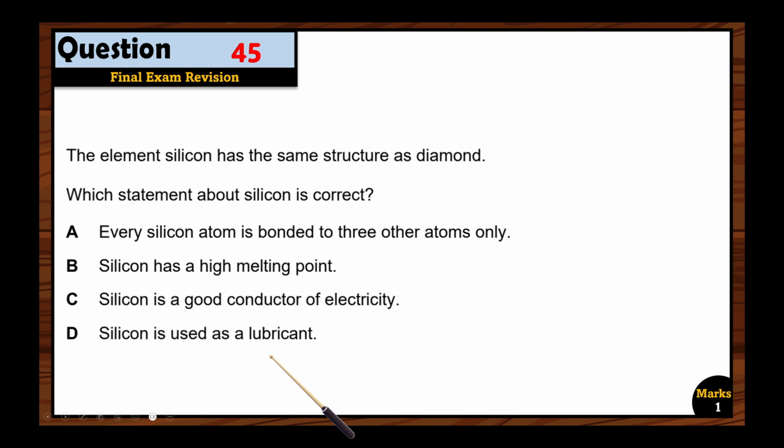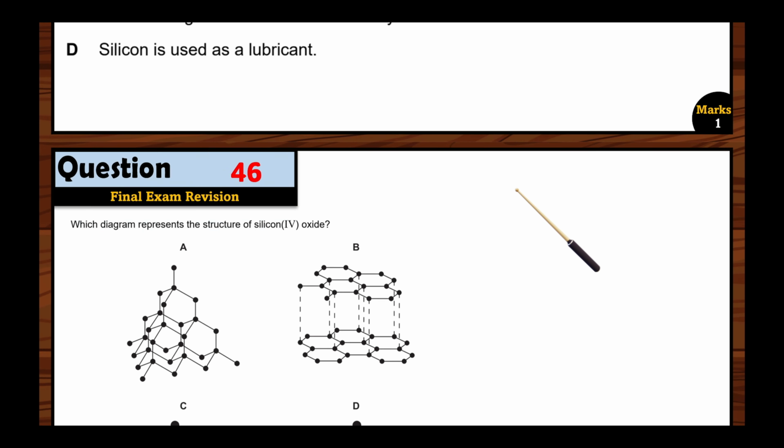Silicon is used as a lubricant. Wrong, because diamond is not used as a lubricant. So how can silicon be used if they have the same structure? So option B is the only right one.